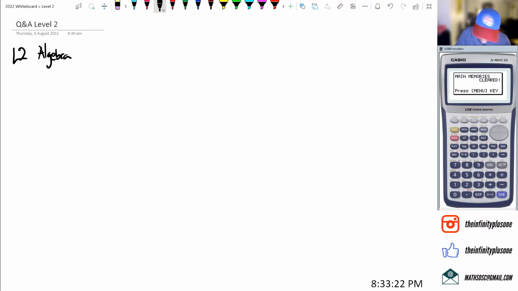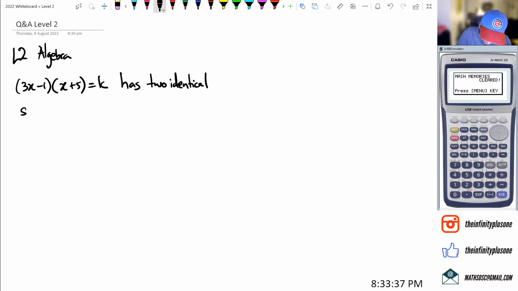The equation is 3x minus 1 multiplied by x plus 5 equals k, and has two identical real solutions. We have to find the value of k. This is one of the discriminant questions that was sent to me today.